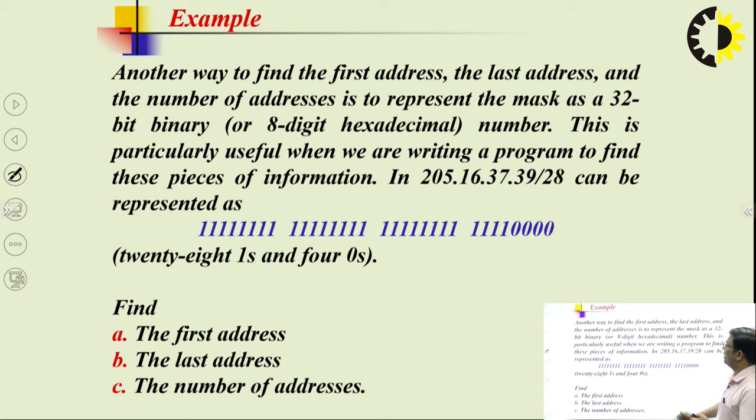Okay, so another way to find the first address and last address: first we have to identify the subnet mask. How? The last 4 bits are kept as 0 and the first 28 bits are kept as 1. So 255.255.255.240, this is the subnet mask. Similarly, whatever the IP address is given, you need to convert it into binary.